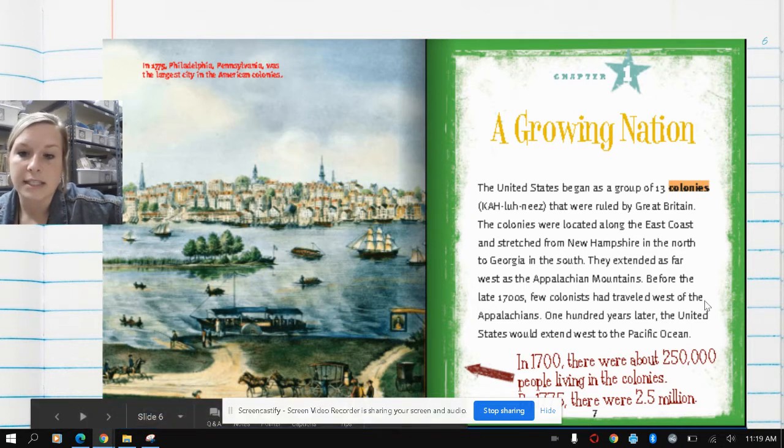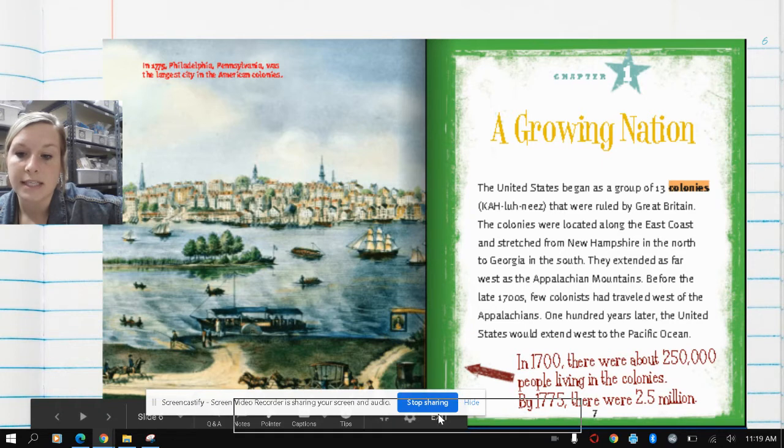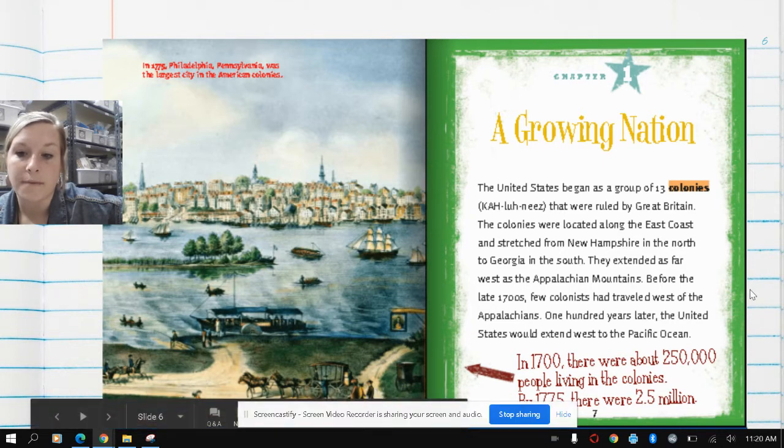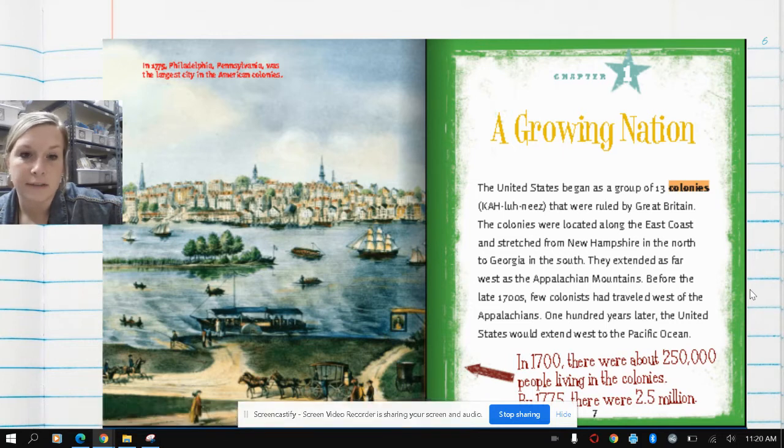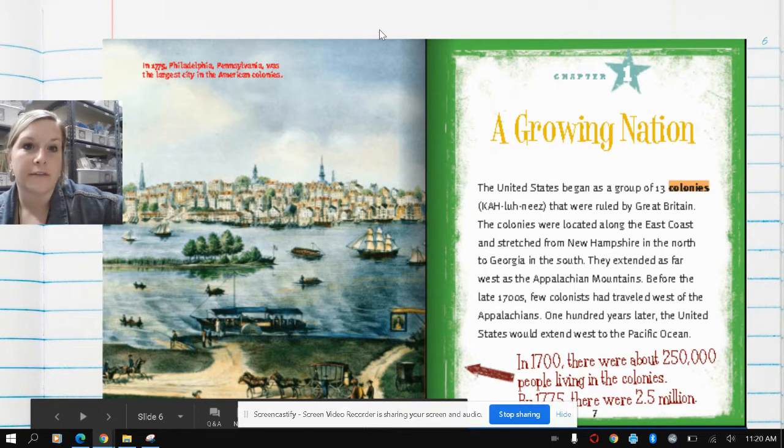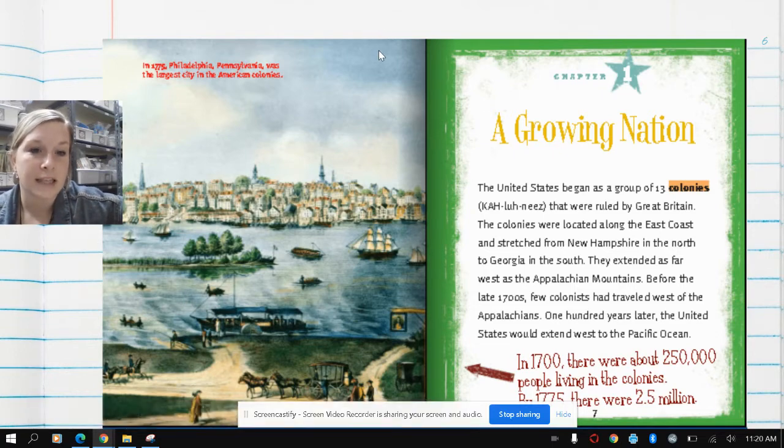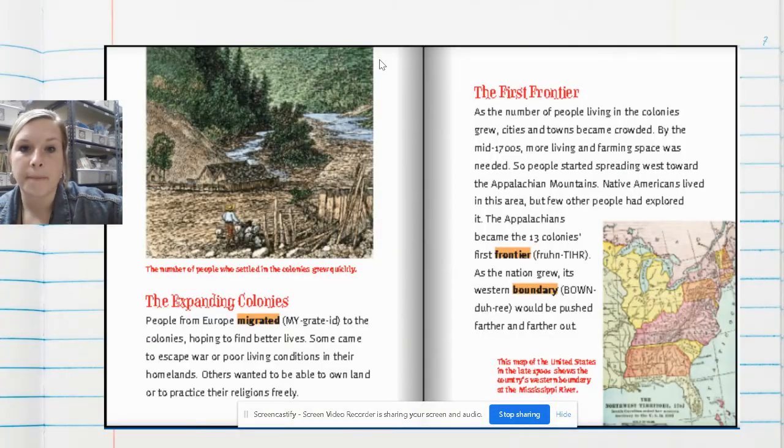And over here, down here, it says in 1700, there were about 250,000 people living in the colonies, and by 1775, there were 2.5 million people. That's a huge increase in people in just 75 years. And over here, you see a picture. It says in 1775, Philadelphia, Pennsylvania was the largest city in the American colonies.